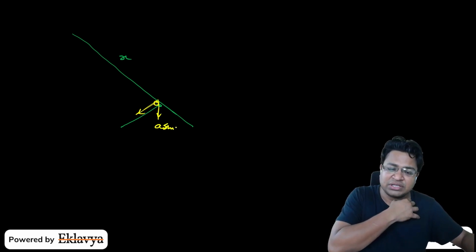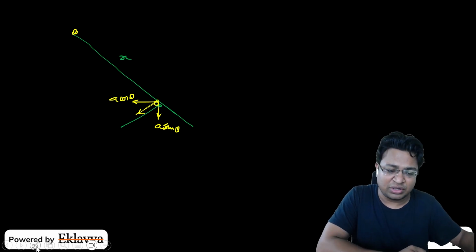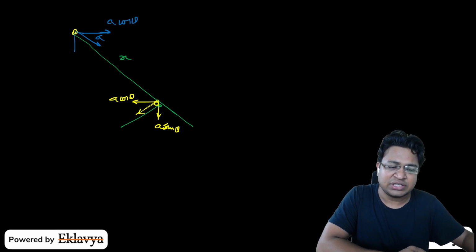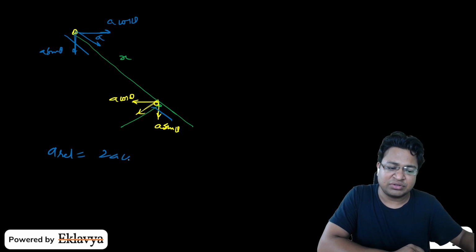So it will become a sine theta, and this acceleration will become a cos theta. Similarly, this particle started sliding down. So if I take the components of this acceleration, how will it look? We will again have a cos theta in this direction and a sine theta in this direction. Now, when we take a relative, notice that the vertical components are downward and equal in magnitude, so they get cancelled, and the horizontal components get added up. So it becomes 2a cos theta.